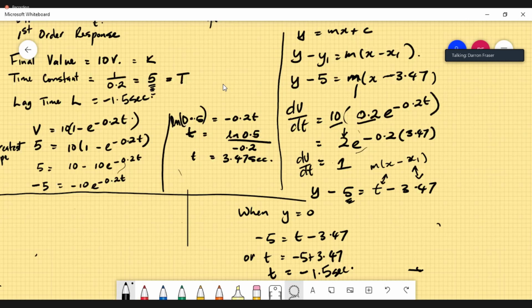But that is a digression, because the main point of the exercise is that if we have a first order response, let me go back to this now.